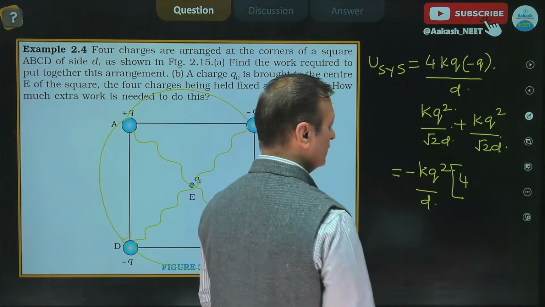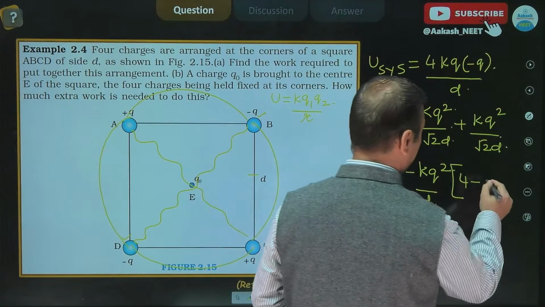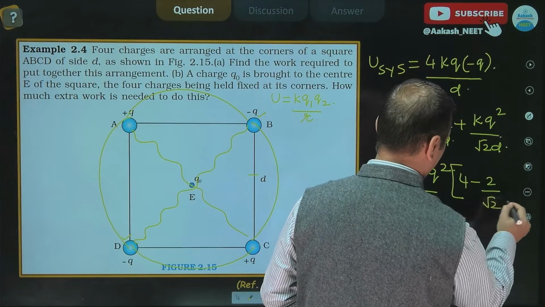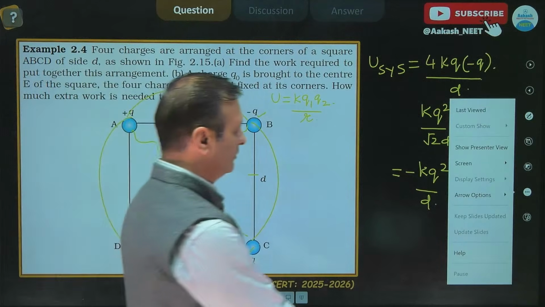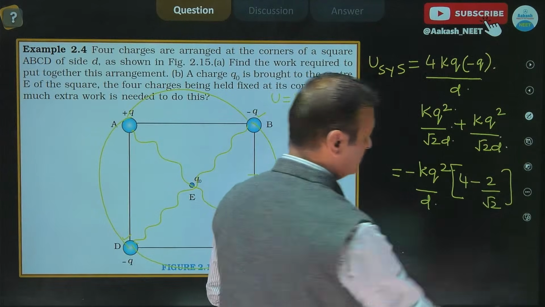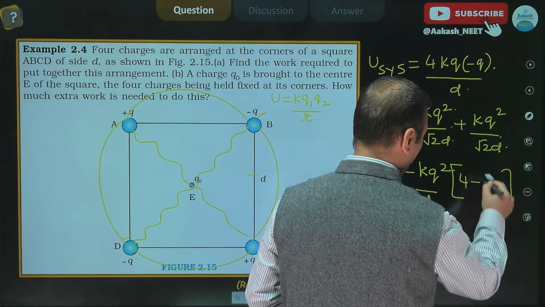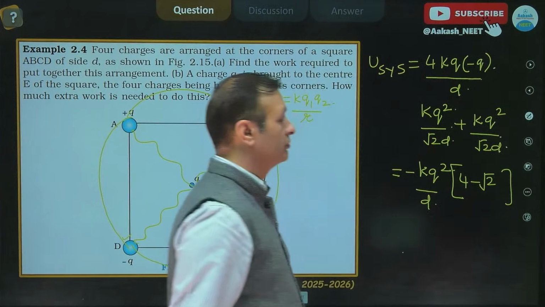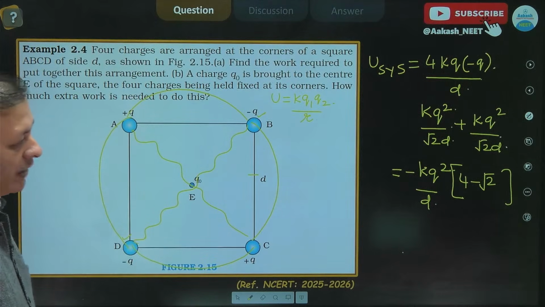So because this minus minus makes it plus, K Q square, so this is 2 by root 2 D. Rather, we can simply cut it and write down as minus root 2 also. So that is also one way. So this is the final configuration, and this is the final work done required to settle this configuration.